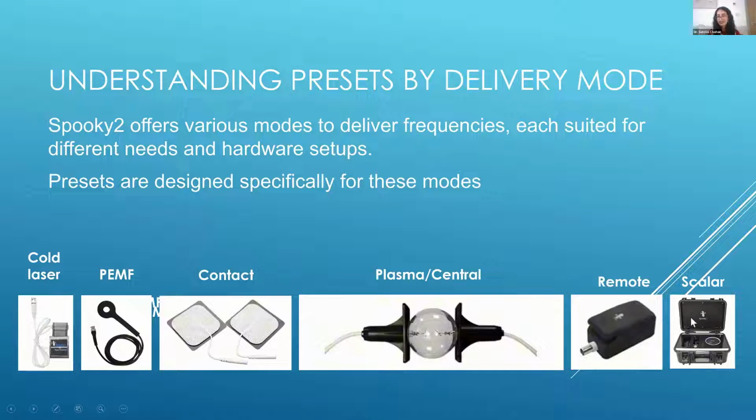And then we have scalar as well. So scalar is a box like this. There are actually two boxes. So there's a transmitter box and then there's a receiver box.